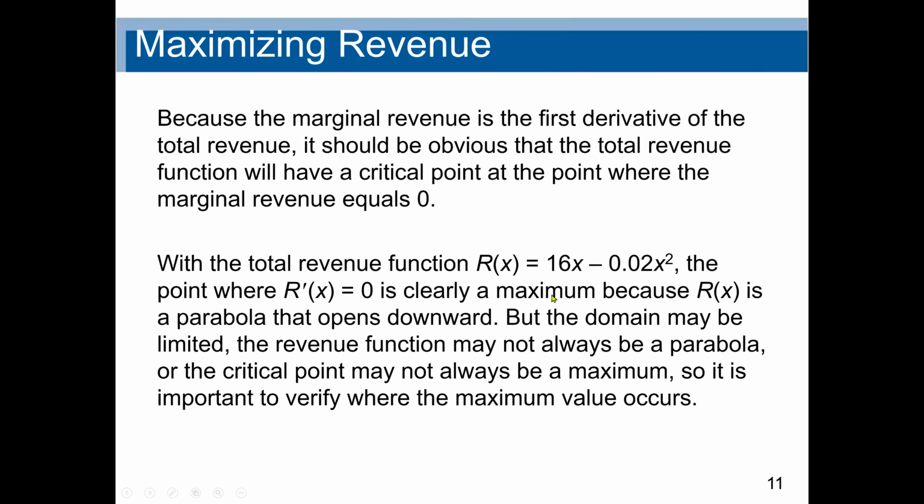But the domain may be limited. So it depends on the domain of the function. As we saw in the previous function, the domain in x, that's the x interval, can change, and that can have an effect on the absolute values, both the minimum and maximum. The revenue function may not always be a parabola, or a critical point may not always be the maximum. So here they say it's very important how the maximum value occurs.